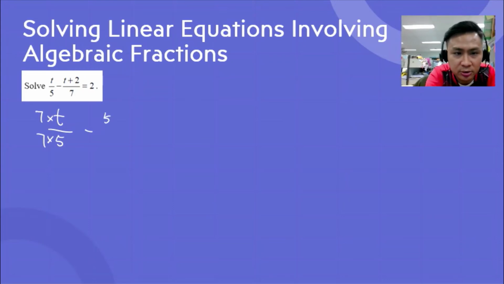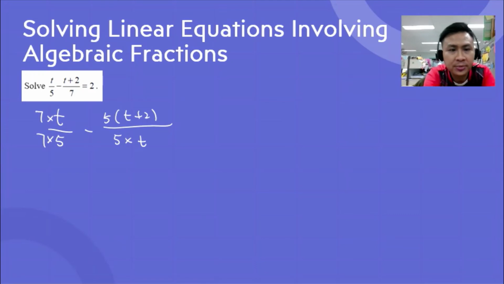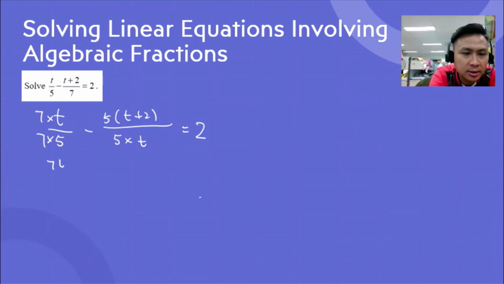Okay, and take note, because we are multiplying the whole numerator, you need to put a bracket for t plus 2. Okay, so this will be our expression over here. Okay, on the right side is equals to 2, so we still need to write the equals to 2, and this will be the complete equation. Right, okay, our next step, we simplify the fraction. So 7t, okay, over 35 minus 5 bracket t plus 2 over 35.